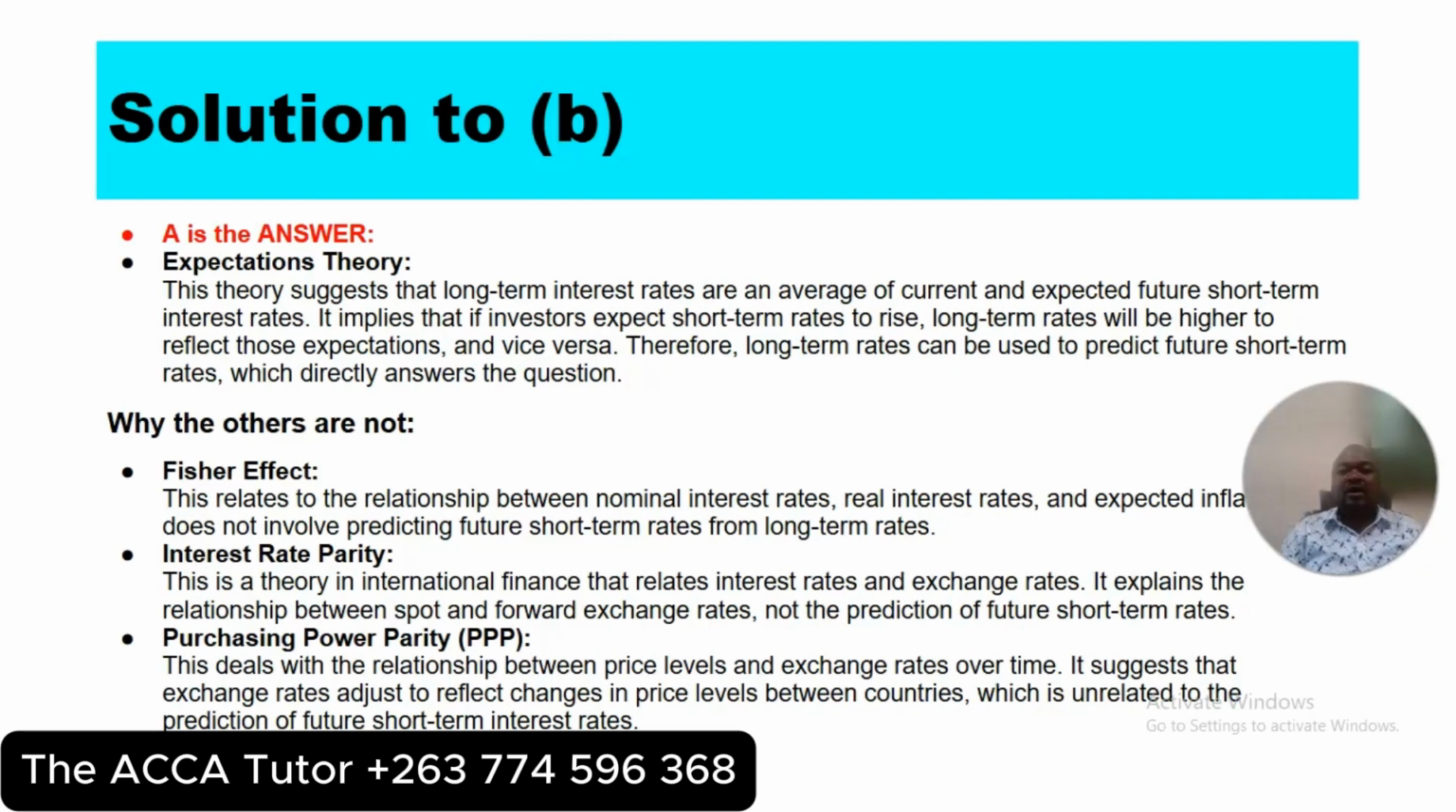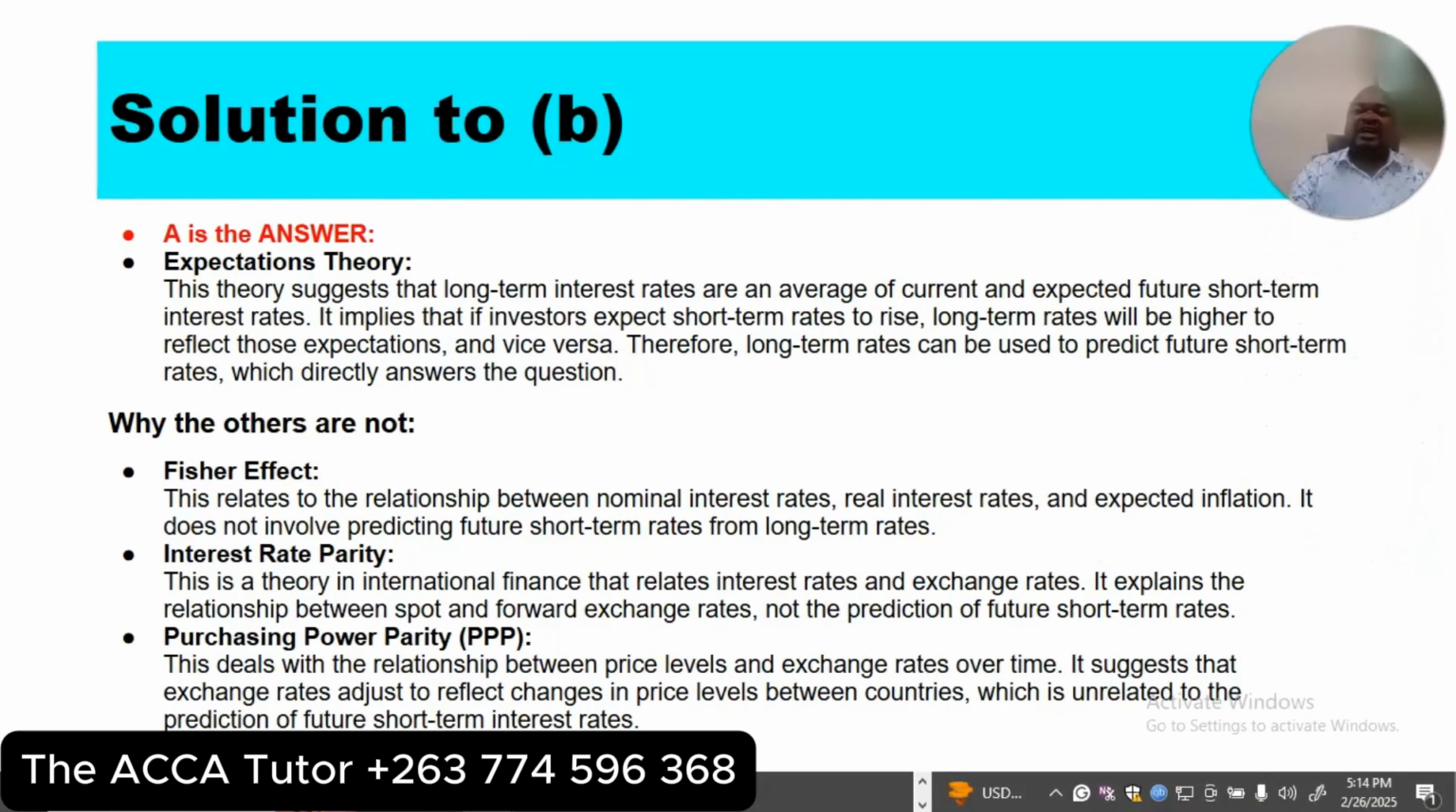Okay, so that's the expectation theory. But just for vision's sake, let's discuss the other three theories and find out why they are wrong. Let's start with the Fisher effect. This relates to the relationship between nominal interest rates, real interest rates, and expected inflation. It does not involve predicting future short-term rates from long-term rates.